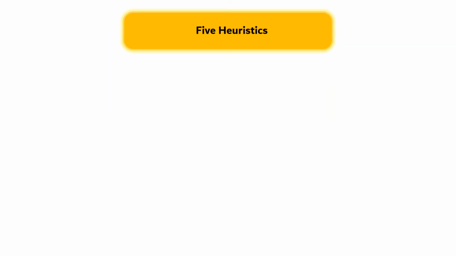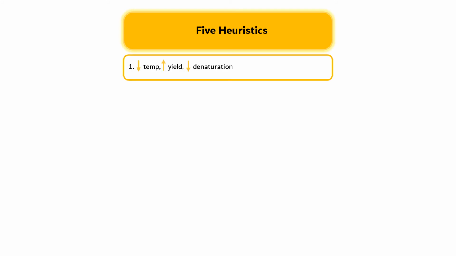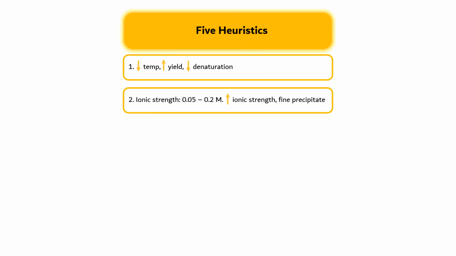There are 5 heuristics in precipitation. First, precipitation at low temperature increases yield and reduces denaturation. Second, precipitation is best at ionic strength of 0.05 to 0.2 molar. Higher ionic strength requires more solvent, and more dilute solutions yield a finely divided precipitate which is difficult to filter.